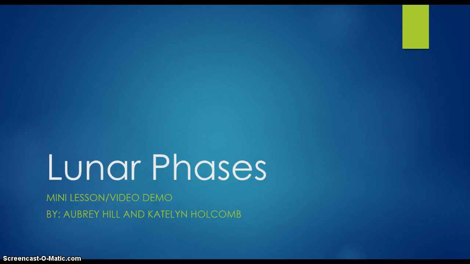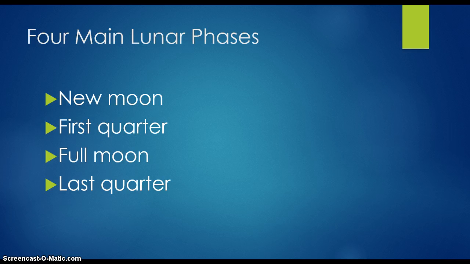The first thing we wanted to do for the students after the video is provide them with a PowerPoint with all of the vocabulary words and the different phases that the moon goes through. There are 4 main lunar phases that the moon goes through, but there are actually 8 phases that complete all of the lunar phases. The 4 phases are the new moon, the first quarter moon, the full moon, and the last quarter moon. Next, I'm going to take you through what each lunar phase looks like.